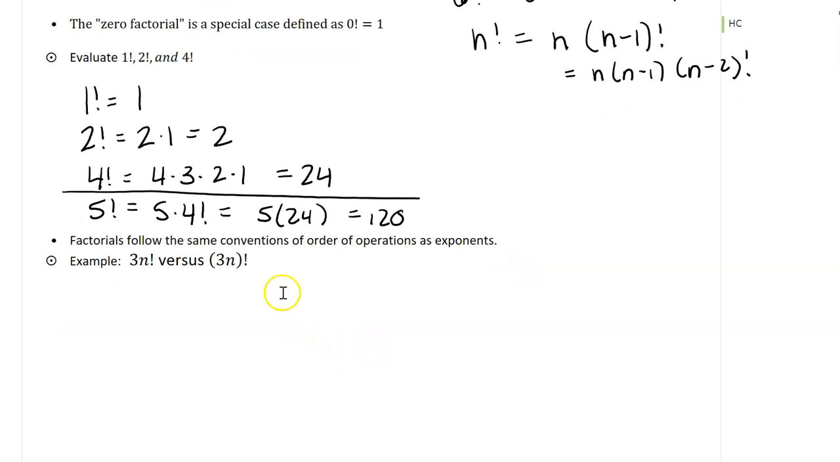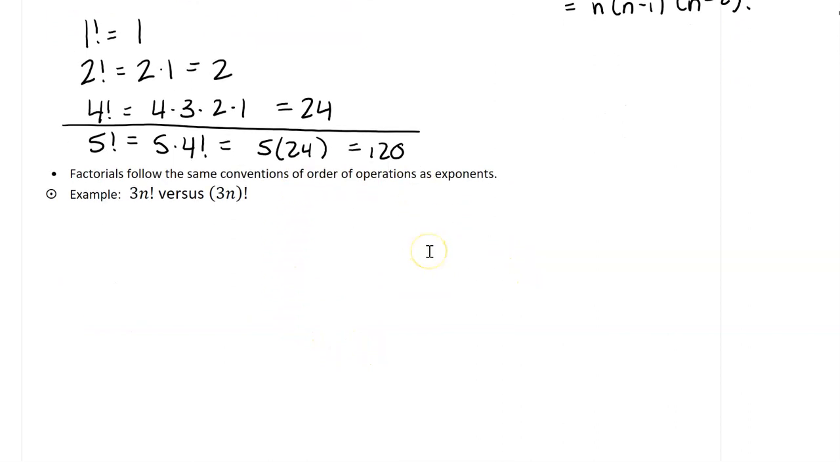Factorials follow the same conventions of order of operations as exponents do. So if you have something like 3n factorial, only the thing directly in front of the exclamation point is having the factorial taken from it, unless you have parentheses.